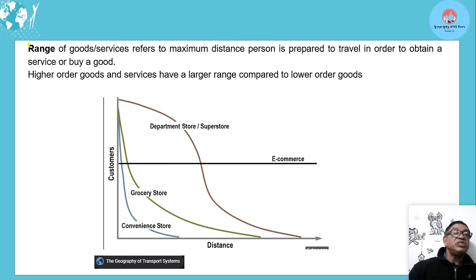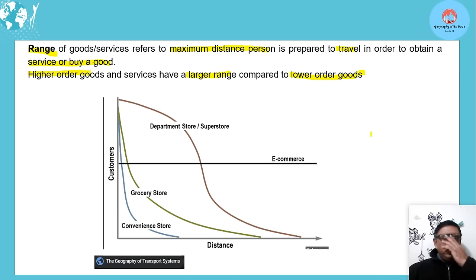Then range, all right, is the maximum distance a person is prepared to travel in order to obtain a good or service, all right? Goods or service. Now, higher order goods have a larger range compared to lower order goods and services.